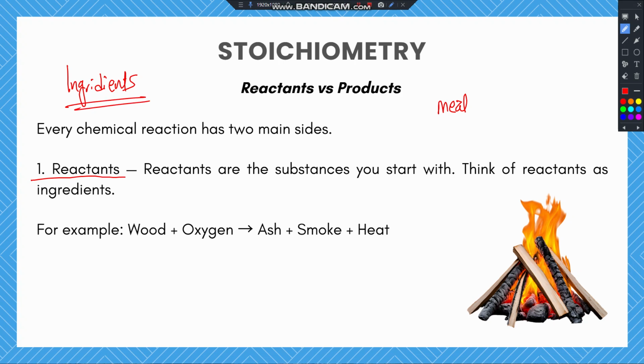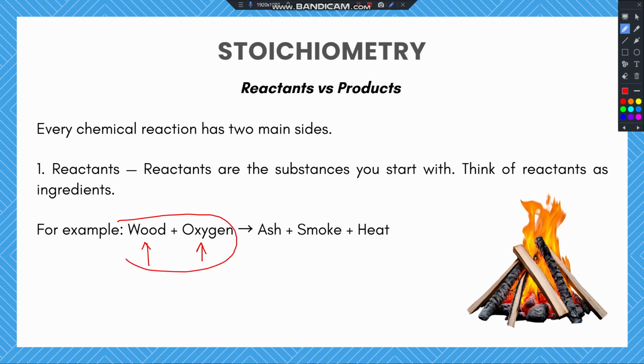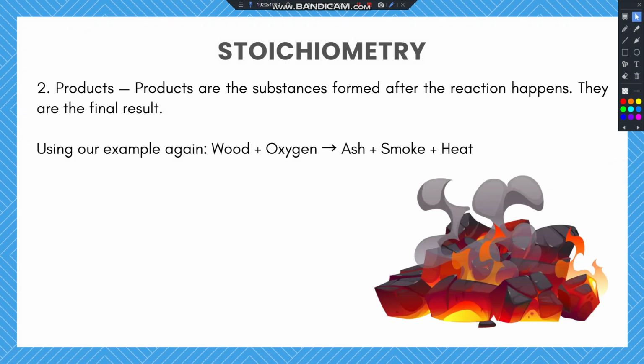So here's a good example on the screen right now. We have wood combining with oxygen. When these two combine together, they form ash, smoke, and heat. Now, if the question is posed to you, what are the reactants in this chemical equation? Definitely, it will be the wood and the oxygen, because they are the substances that you started or began with. Can you see how this is playing out? So reactants basically are the substances that you begin with.